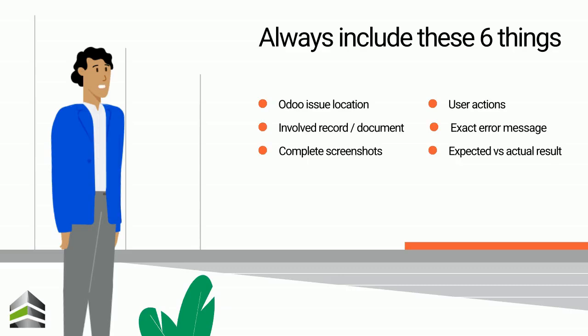Third, mention which record or document is involved. This can be a sales order number, invoice number, contact name, product name, delivery order, purchase order, subscription, or support ticket. Fourth, if there is an error, copy the complete error message exactly as shown. Fifth, add screenshots of the complete screen, not only a small cropped piece. And sixth, tell us what you expected to happen and what happened instead. That combination usually gives us enough to start real analysis immediately.